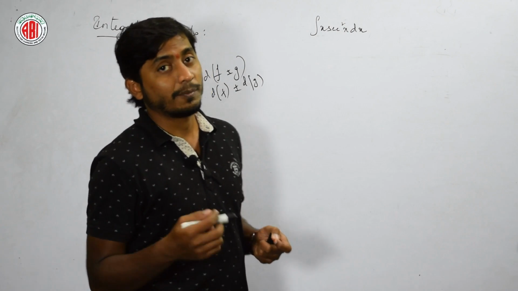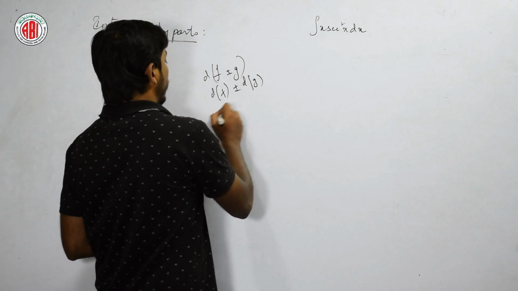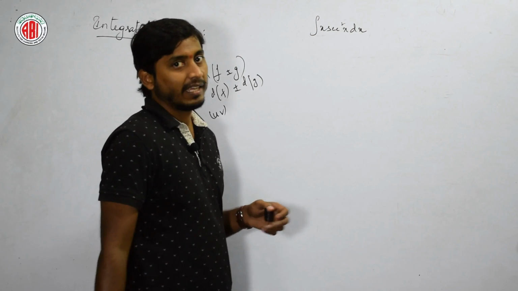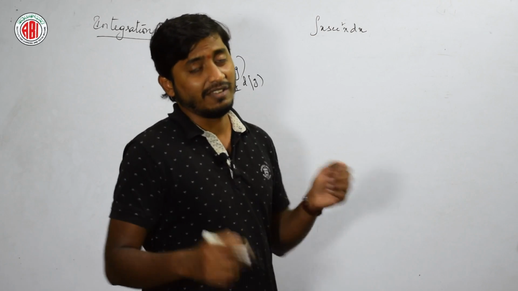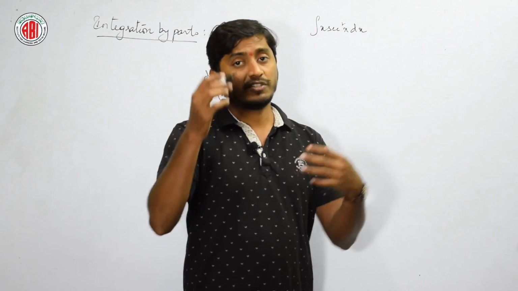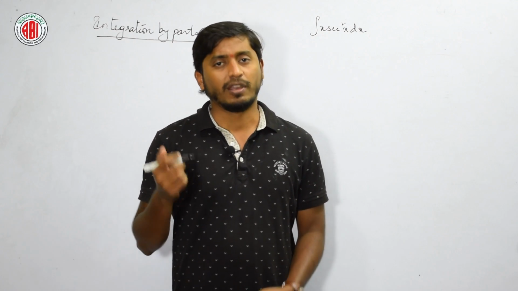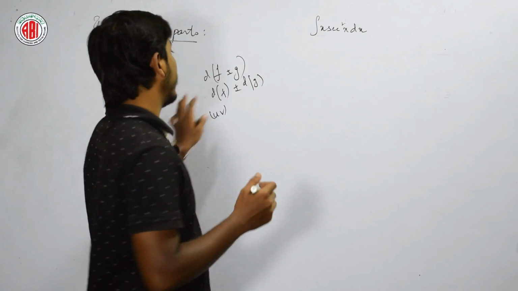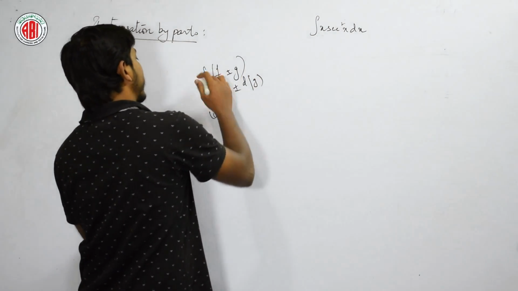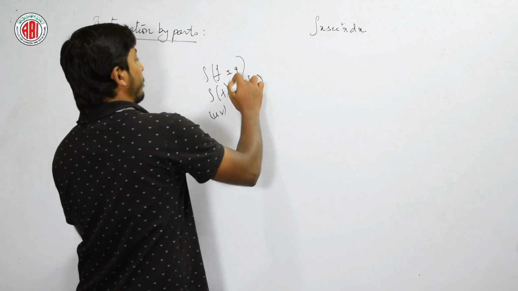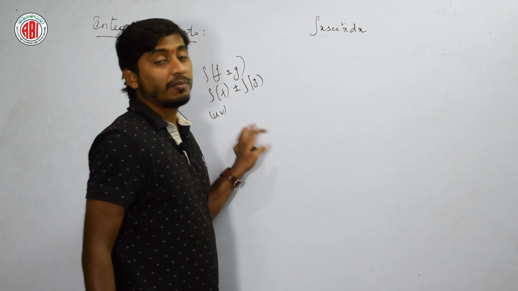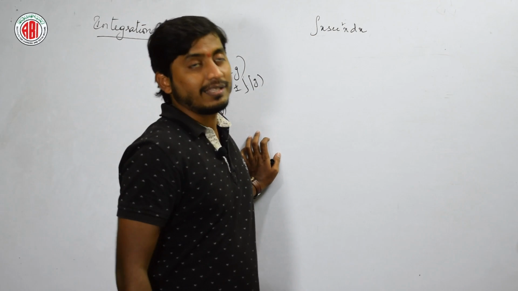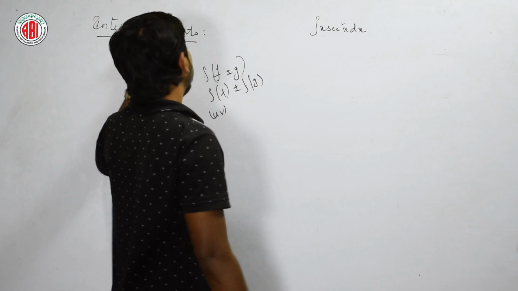What if they are in the product form? We used to have a uv form, right, that is uv dash plus vu dash. Even if it is in the division form, we used to have a formula. Similarly, in integration, we can just integrate sums separately, right. Then what about the product form? That is, we can do it by parts.